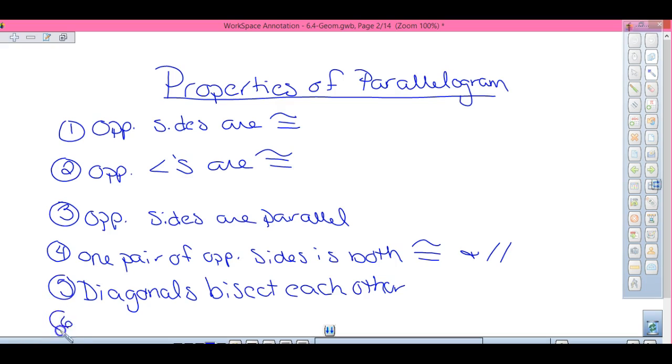And number 6, the last one that most of us missed. There you go, consecutive angles are supplementary.